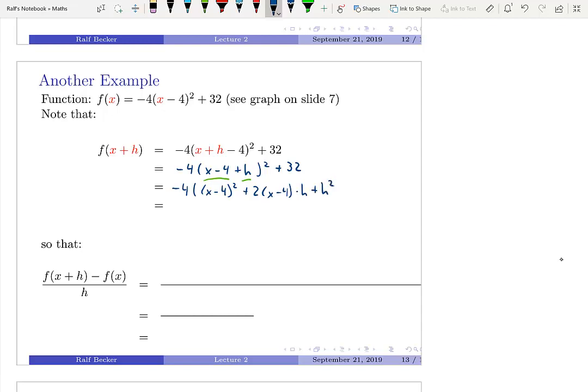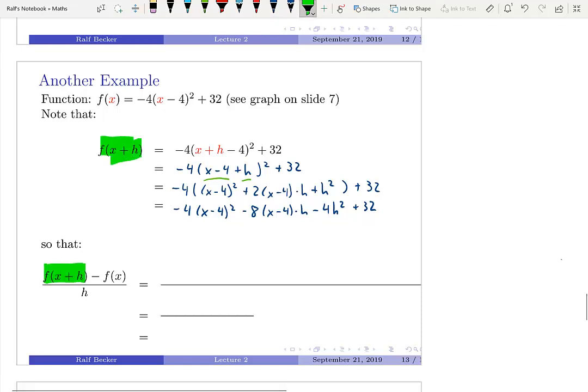You know how to calculate the square, so we got all of these terms, and at the end we have plus 32. Now we will just bring the negative 4 into the parenthesis, so we have negative 4 times x minus 4 squared minus 8 times x minus 4h plus negative 4h squared plus the 32 at the end. So this is what f of x plus h is.